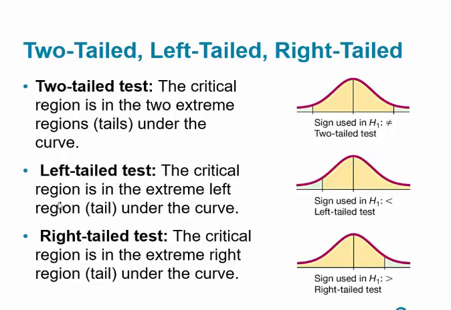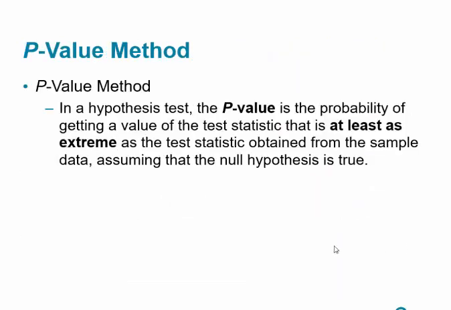Left tail test: the critical region is the extreme left. So any value in this tail is the rejection region, and will cause us to reject the null hypothesis. And then for the right tail test, any value over here in this gray region will cause us to reject the null hypothesis. So remember, if it's a two-tailed test, anything in the middle region, we do not reject. Anything to the right of the critical value for a left-tailed test, we do not reject. And for a right-tailed test, anything to the left.